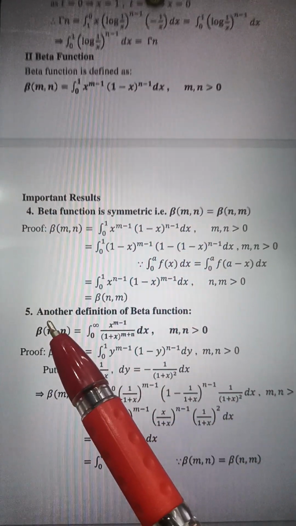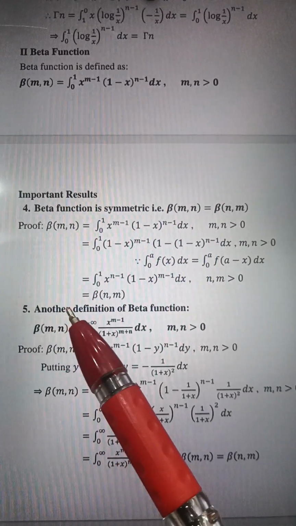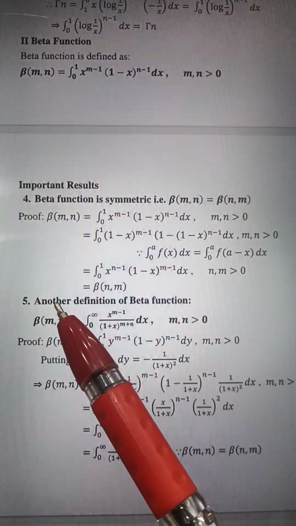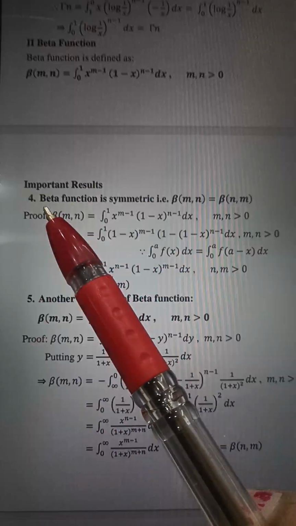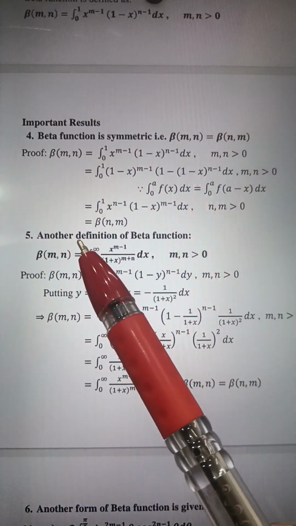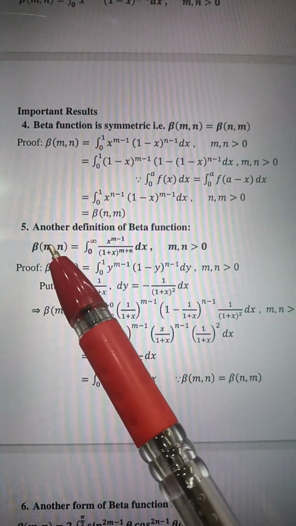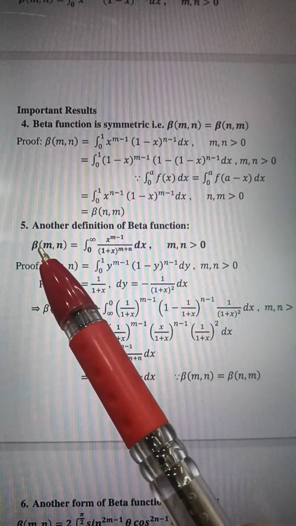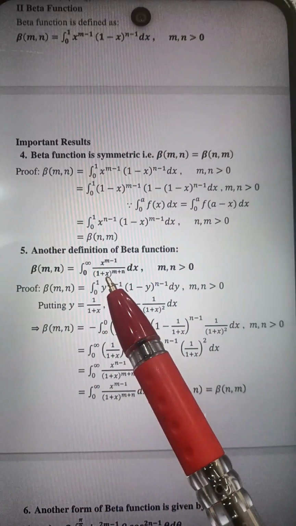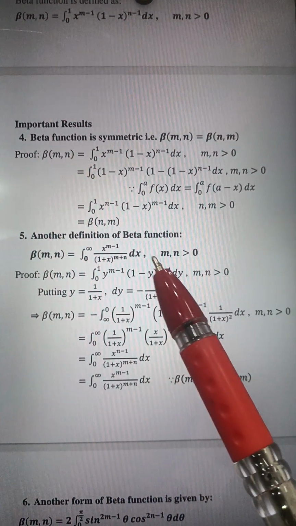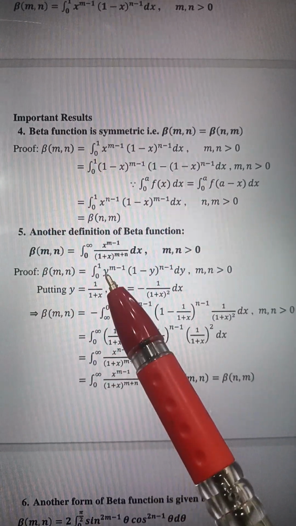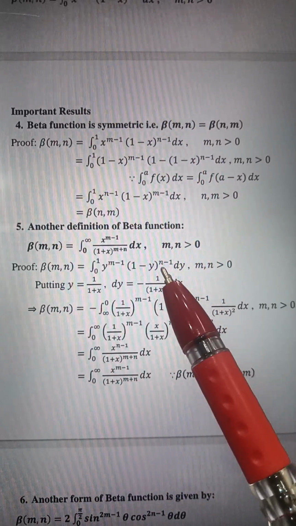Again, next, fifth result. Important results we have done. We have done the first three results in gamma functions in my earlier video, and we are starting from the fifth result. This is the result of beta function. Okay, now fifth result, another definition of beta function. Beta function is also defined as beta(m, n) equals the integral from 0 to infinity of x^(m-1) / (1+x)^(m+n) dx, where m, n are greater than 0. Beta(m, n) equals the integral from 0 to 1 of y^(m-1) (1-y)^(n-1) dy.